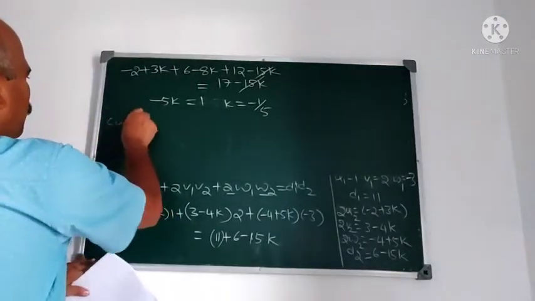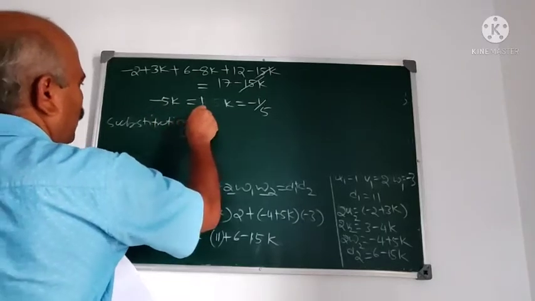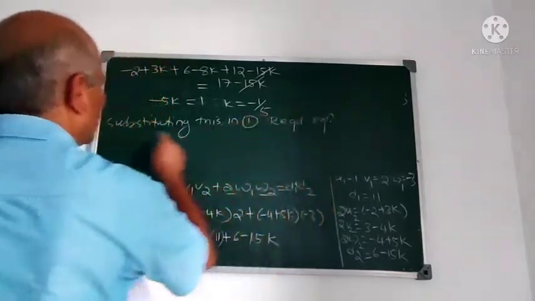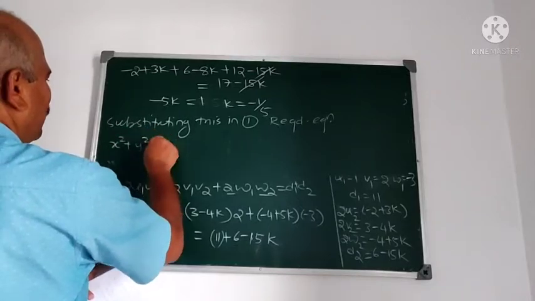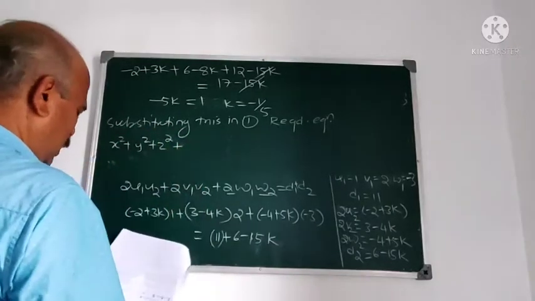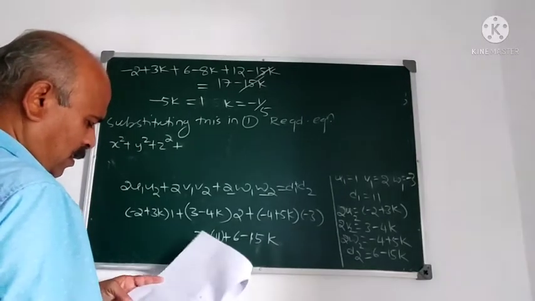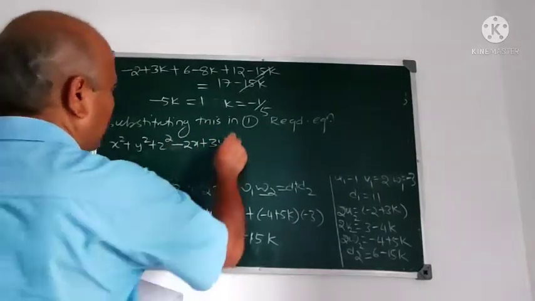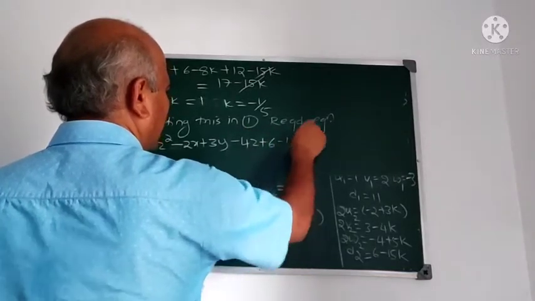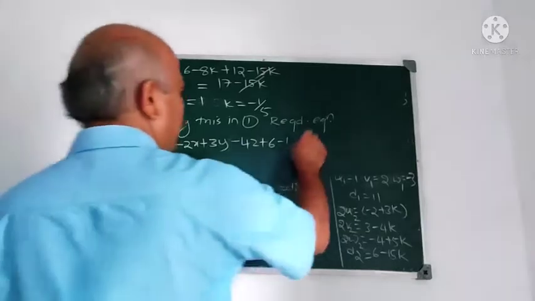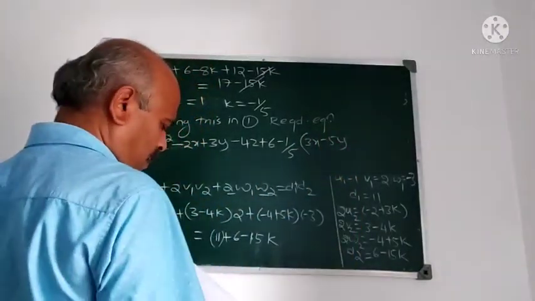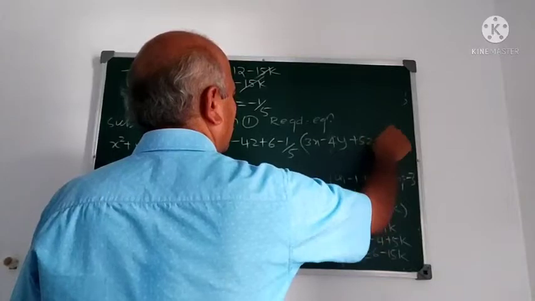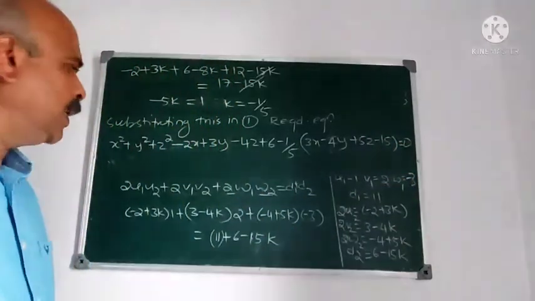Now substituting this in 1, the required equation, meaning the equation of this sphere, is x square plus y square plus z square minus 2x plus 3y minus 4z plus 6, minus 1 by 5 into 3x minus 4y plus 5z minus 15, is equal to 0. This is the equation. I think you all followed the procedure.